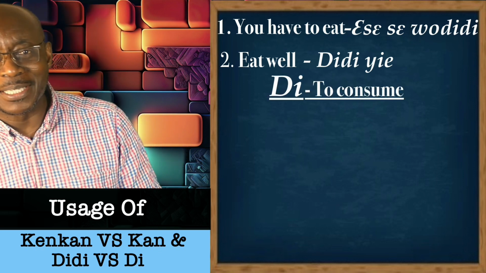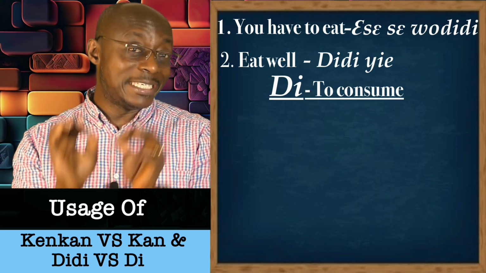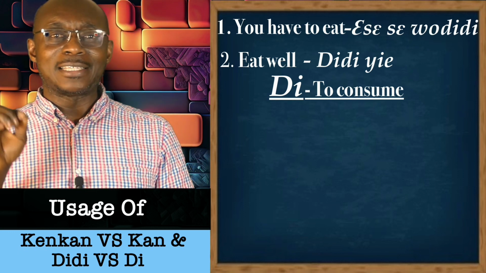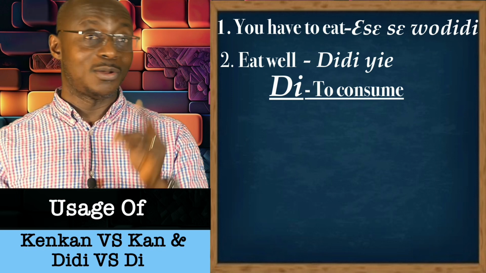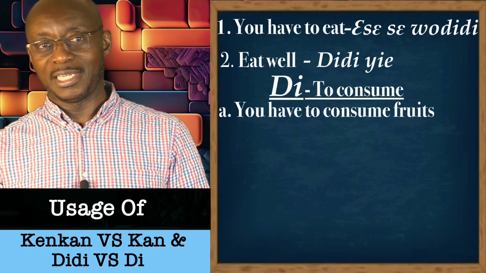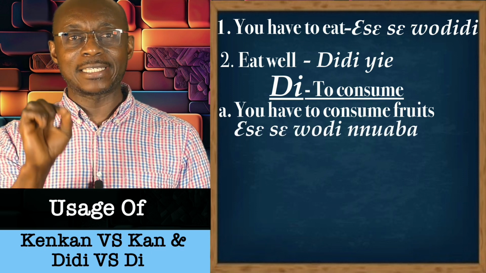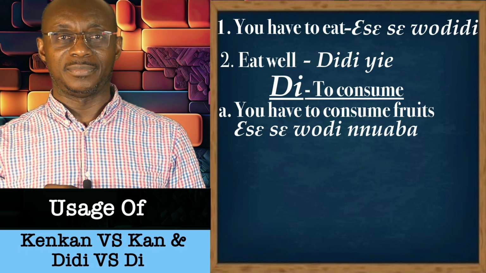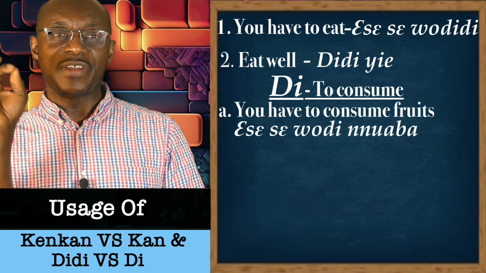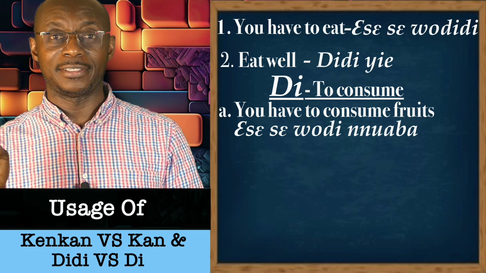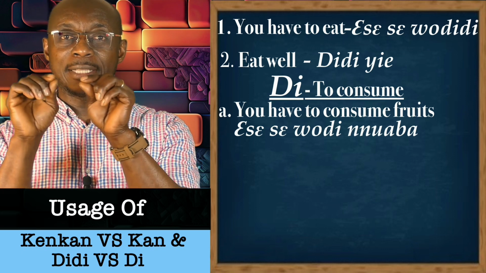Now let us use the same analogy to explain di. On the other hand, the doctor can say the following too. One, he can say, you have to consume fruits. In Twi, he will say, esese wudi nnaba. Nnaba means what? Fruits. We have two words here.